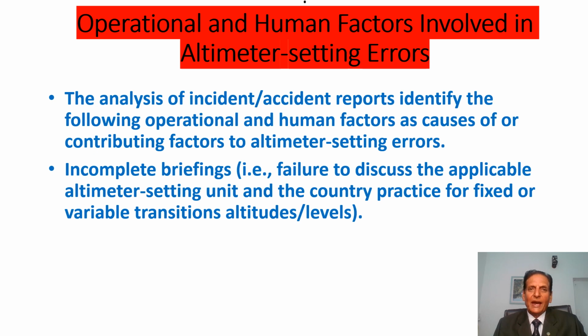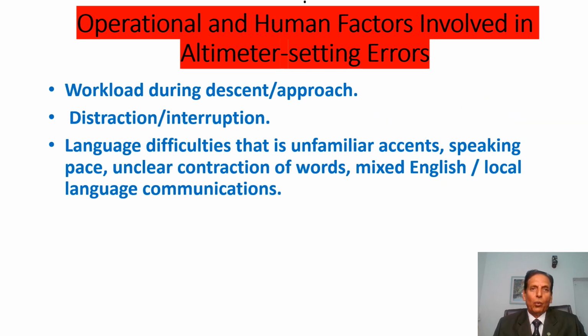The analysis of incidents and accident reports identify the following operational and human factors as causes of or contributing factors to altimeter setting errors. First of all, incomplete briefing, that is failure to discuss applicable altimeter setting unit and the country practice for fixed or variable transition altitudes and levels. Workload during descent and approach. Distraction and interruption.